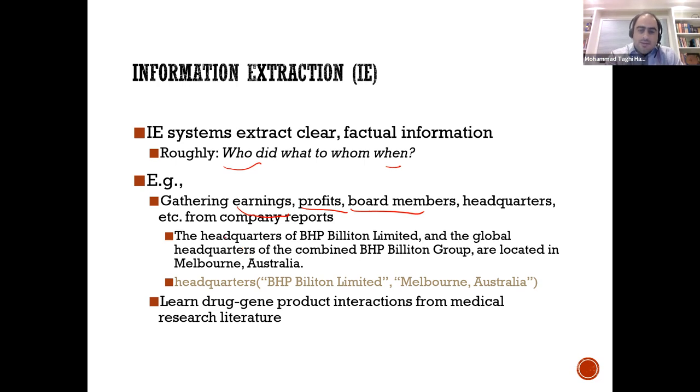For example, when you read this sentence, the headquarters of BHP Billiton Limited and the global headquarters of the combined BHP Billiton group are located in Melbourne, Australia, the system should understand that the headquarters of this is in Melbourne, Australia. You can consider it like some kind of relational database or key-value database. Another example is to understand drug, gene, and product interactions from medical research literature. So you read that and say what effect this drug has on the genes, and the interaction between them.